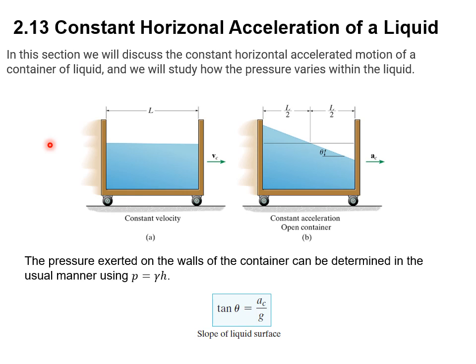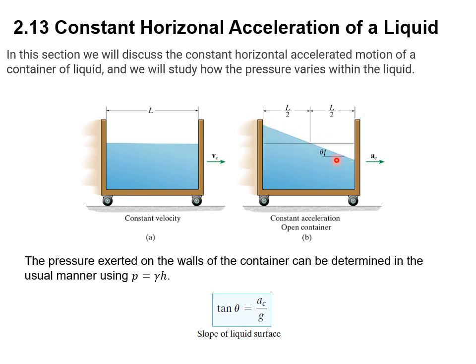To start, let's imagine we have a tank that has some water in it and it's accelerating with a constant acceleration to the right. Obviously, the level in the tank is going to change. It's going to get less at the right end, and it's going to increase on the left end. The question is how much?